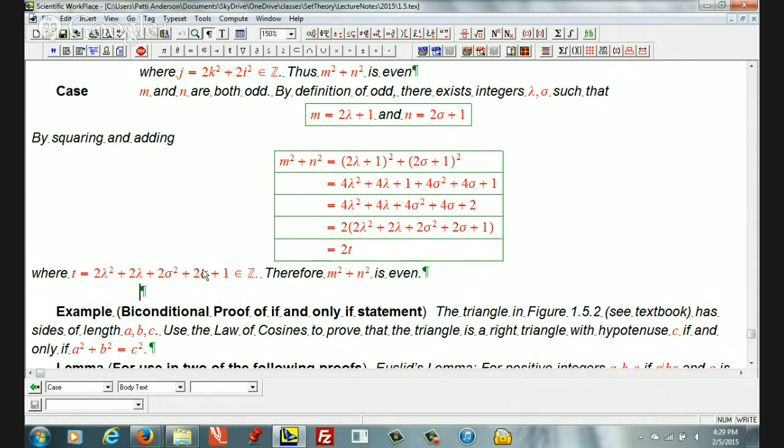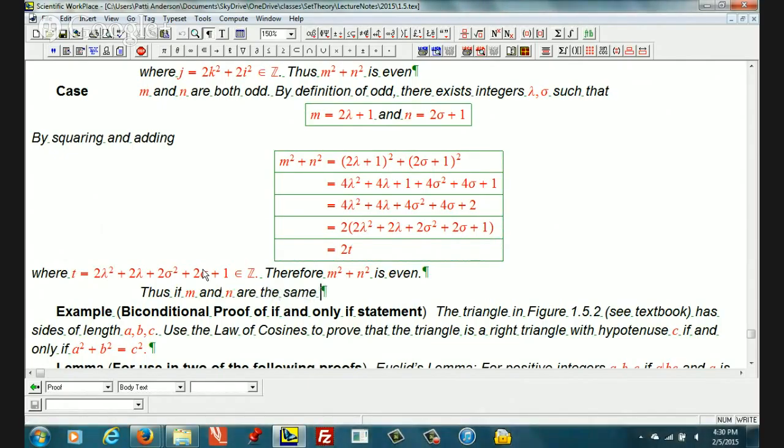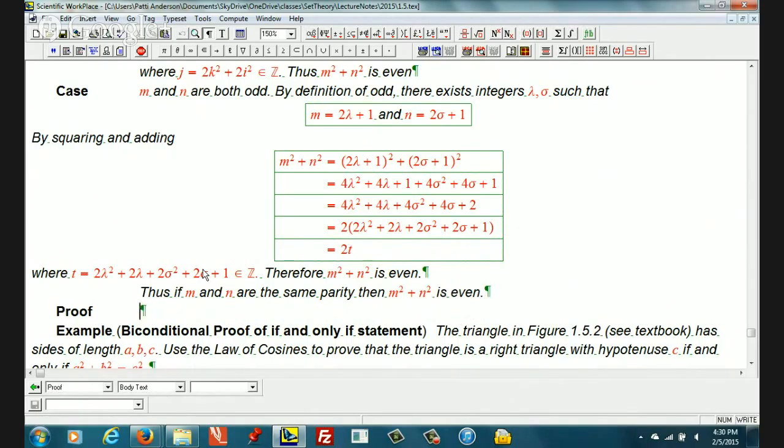Now we have our conclusion here. Thus, if m and n are the same parity, so that's the first direction. So now let's go back the other direction. Nope, wrong arrow. There we go.